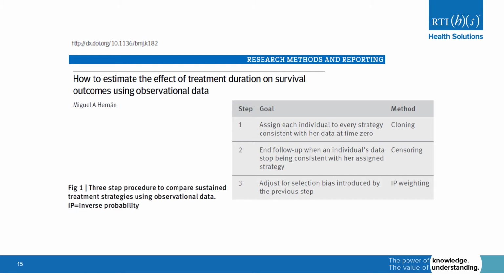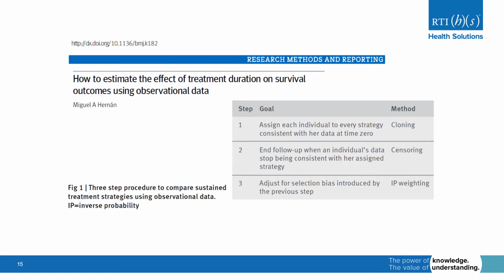First, you have to assign individuals to the treatment strategy, to the screening strategy at time 0. You don't have to look into the future like the slide before. You have to assign people at baseline. To do that, you need to clone individuals, and we'll see how that works in our example. The second step is selecting only the person time that is compliant with the assigned treatment strategy. To do that, you censor individuals when they stop following the treatment strategy that they were assigned to.